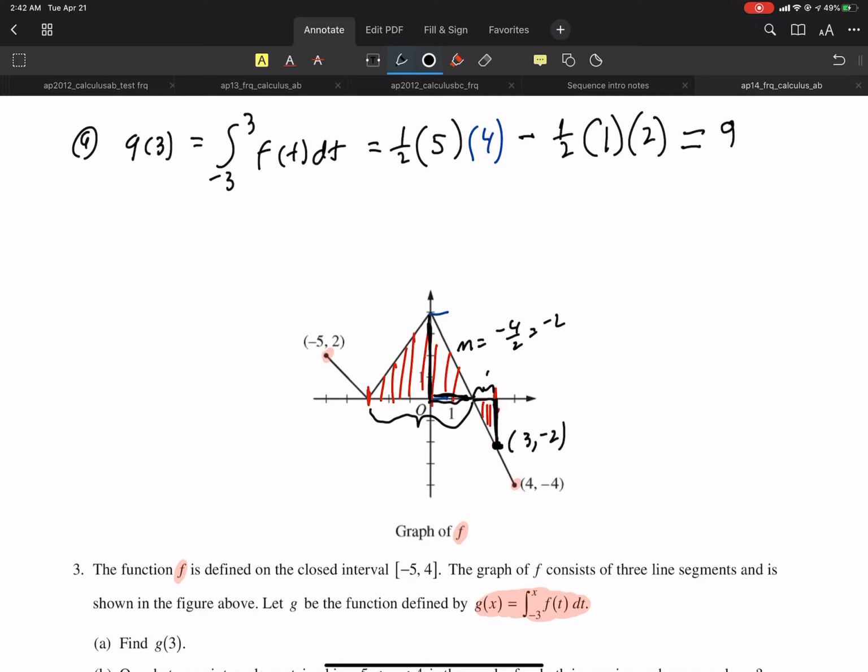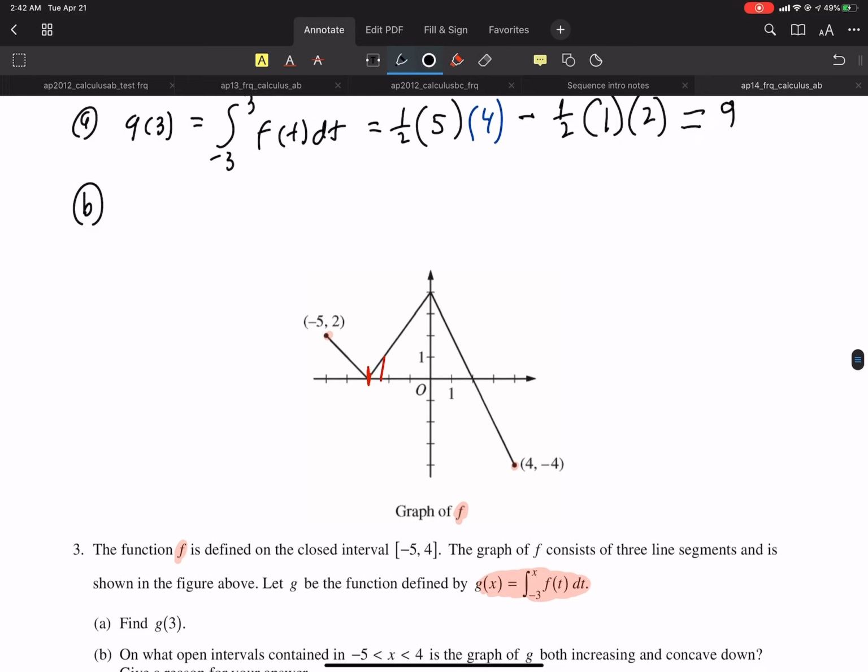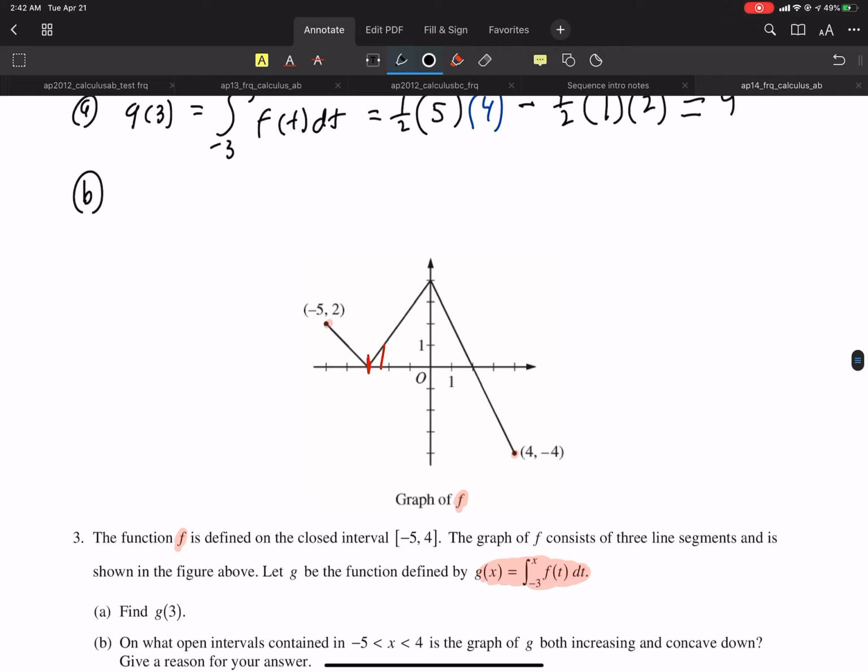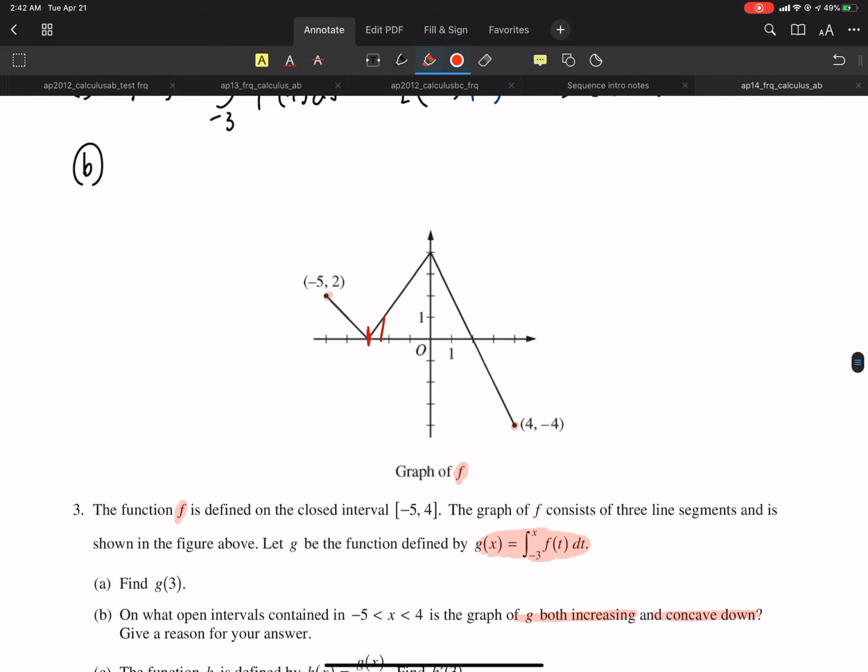All right, let's continue to part B. I'm going to erase some of all of this stuff I did here. Part B. You want to know when G is increasing and when G is concave down.